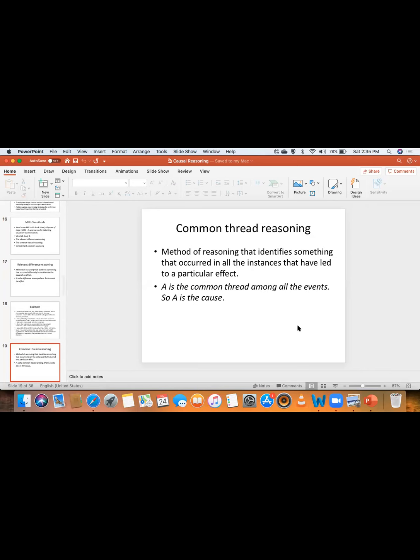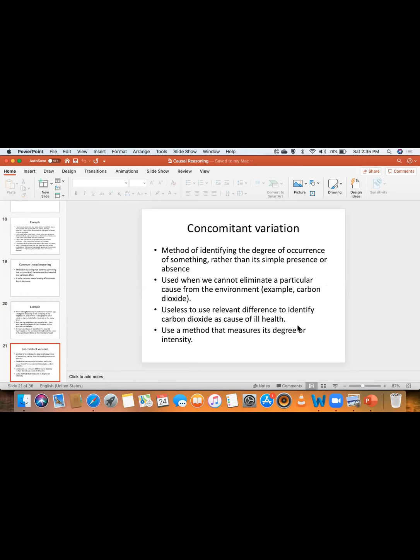Then we have common thread, which is to find out if there is something that is common among all cases of a particular problem. That will be common thread. And so if you can find something that is common to all cases, then that explains the problem that all those cases have.